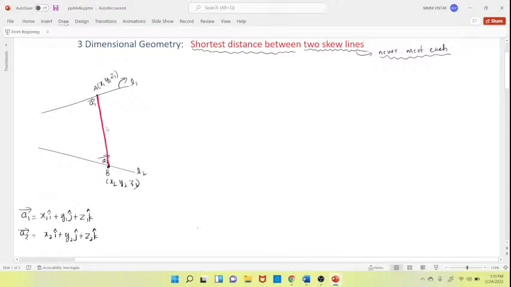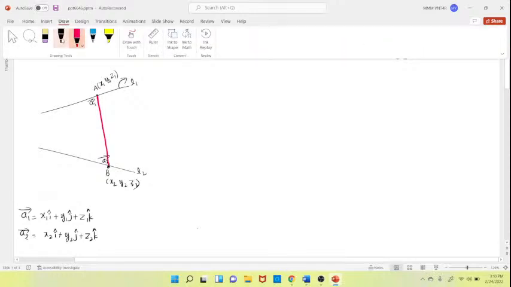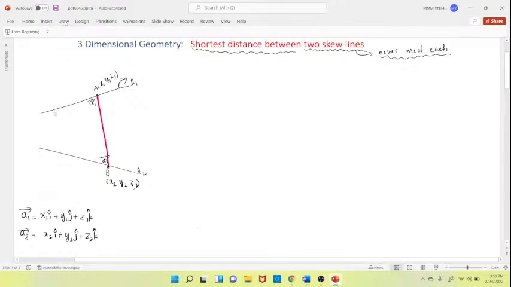Now we need to find the shortest distance between these two lines, which is the perpendicular distance. So see here, let us draw this. Let us suppose this is the shortest distance between the two lines L1 and L2, which is perpendicular to both. Clear? So the shortest distance is nothing but the perpendicular distance between the two lines. Say this distance is D. This is the shortest distance.